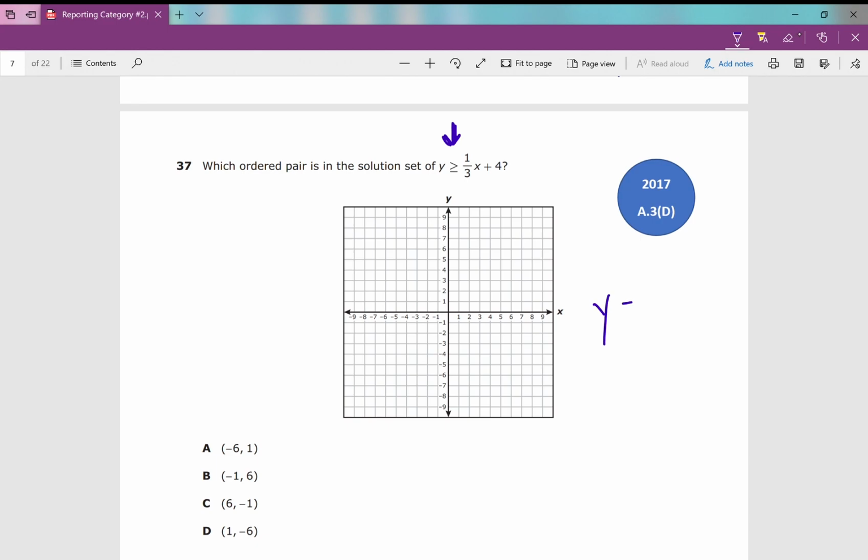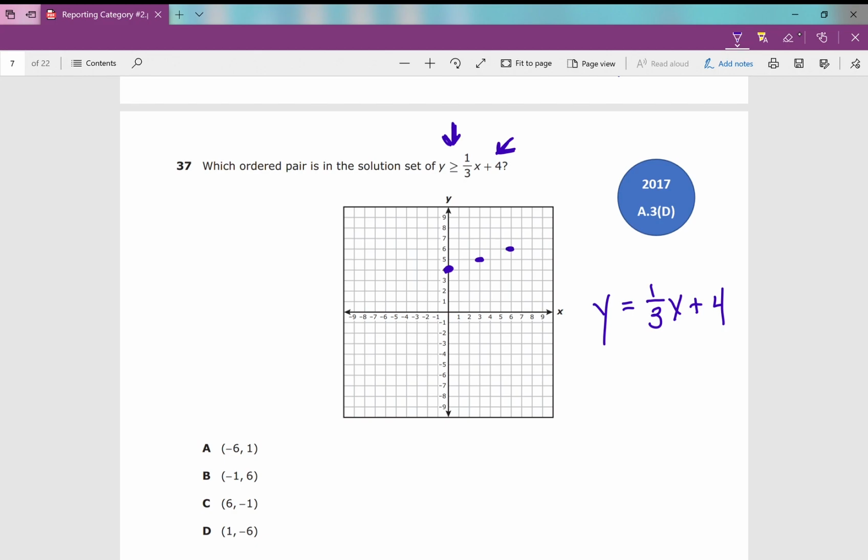So you can at least plug this into y equals on your calculator and see what it looks like. Okay, I'm going to have a positive slope. Now, if I graph this on my coordinate plane, I'm going to graph my y-intercept first at +4, and then my slope is 1/3. So from this beginning point, I'm going to rise 1 and run 3. Rise 1, 1, 2, 3.